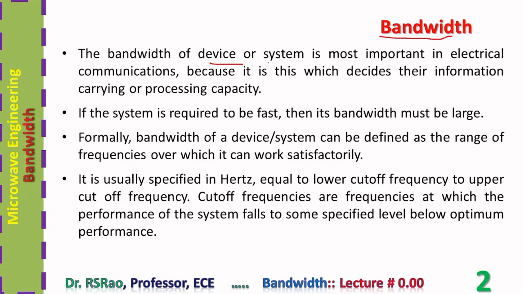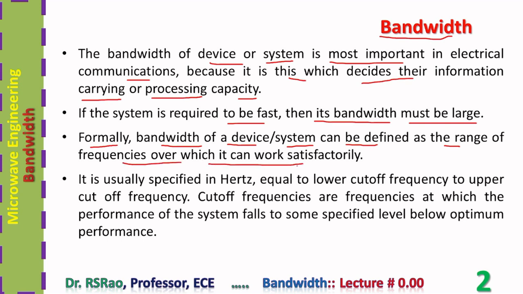Bandwidth of a device or system is most important in electrical communications because it is this which decides their information carrying or processing capacity. If the system is required to be fast, then its bandwidth must be large. The bandwidth gives a lot of information regarding the performance of the device, component, circuit or system. Normally, bandwidth of a device or system can be defined as the range of frequencies over which it can work satisfactorily. Units of bandwidth are hertz.